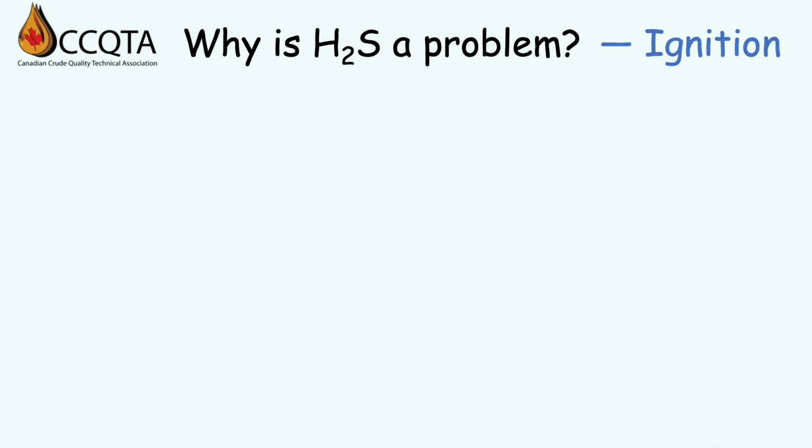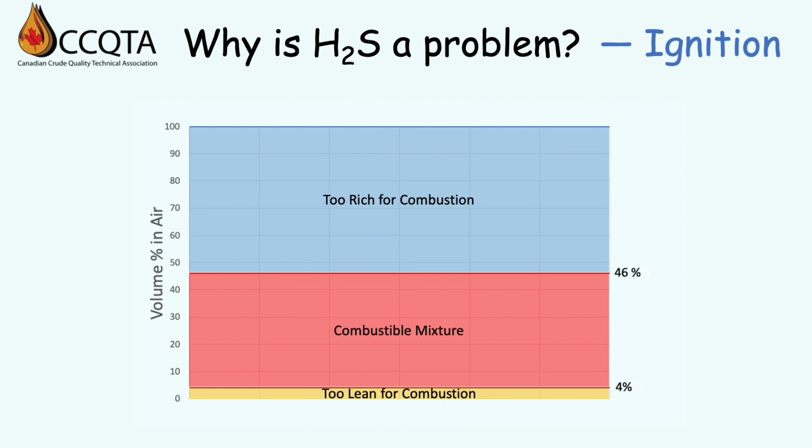Now let's look at H2S from a flammability perspective. This plot shows the flammable zone for H2S in air. The red zone shows that H2S is flammable in air between 4 and 46% by volume. Below 4%, there's not enough fuel to support combustion, or it's too lean, and above 46%, there's too much fuel and not enough air to support combustion, or in that case, too rich. These are referred to as the upper and lower explosive limits, or the UEL and LEL. This large combustible range makes H2S potentially dangerous.